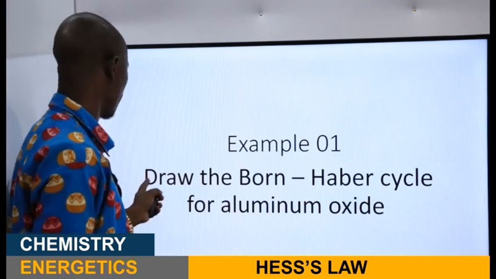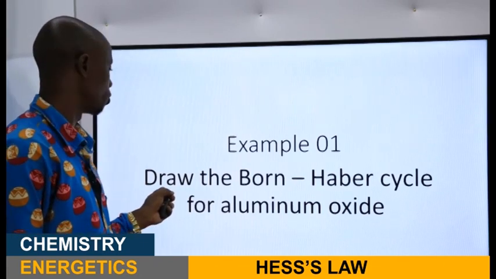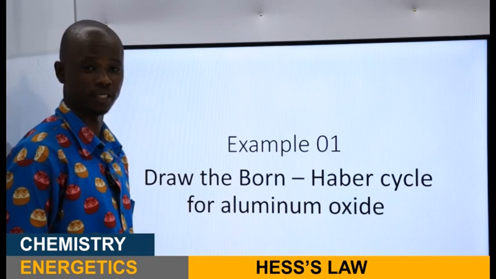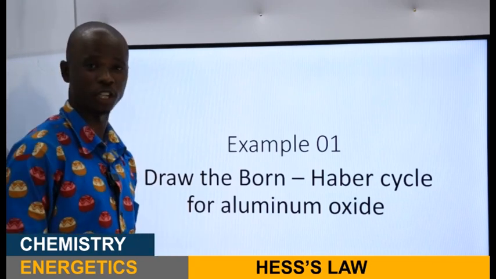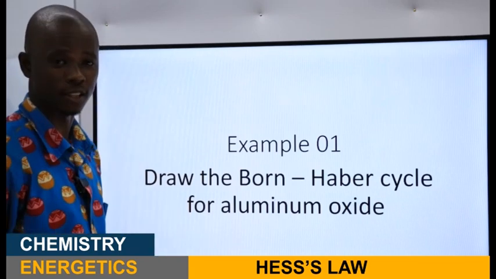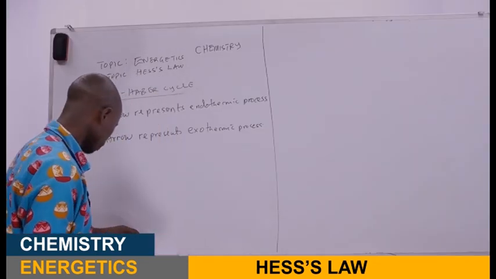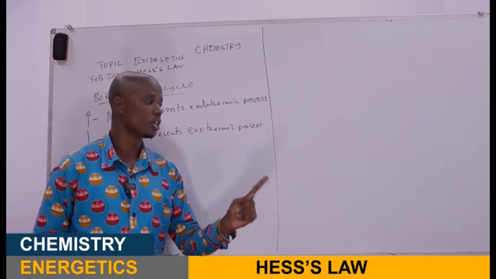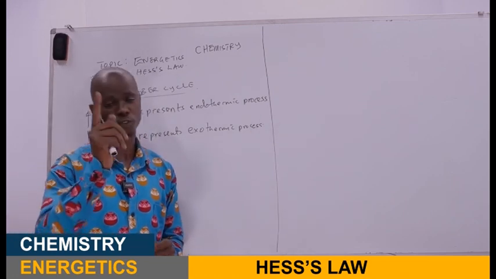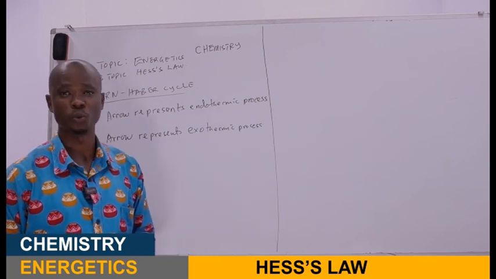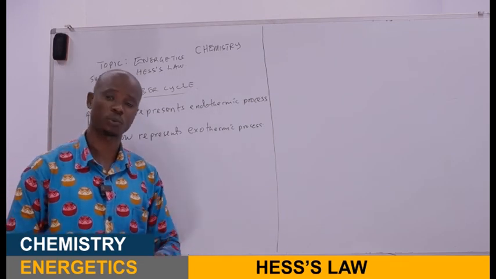The first example: draw the Born-Haber cycle for aluminum oxide. That is the question. It is one of the ways of asking these questions. Now, my dear students, the question says, draw the Born-Haber cycle for aluminum oxide. What are you required to do? Or what are you going to do with that question?